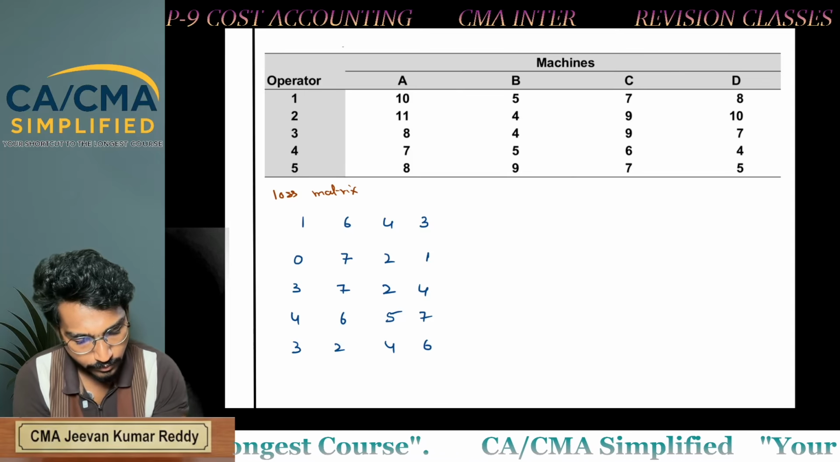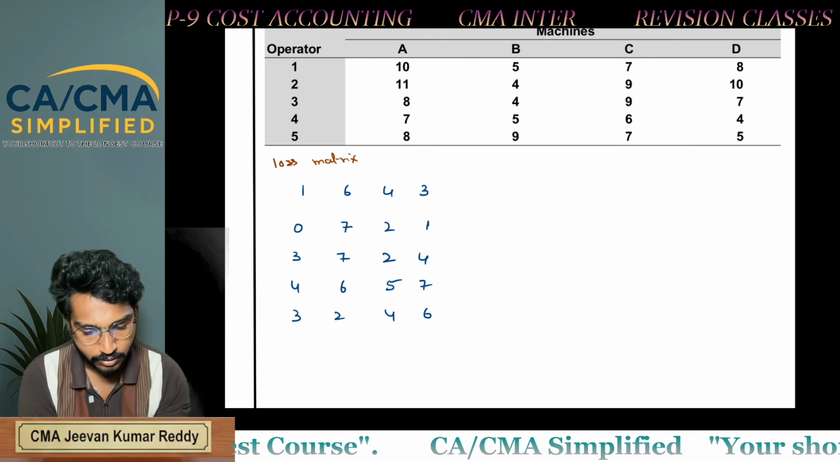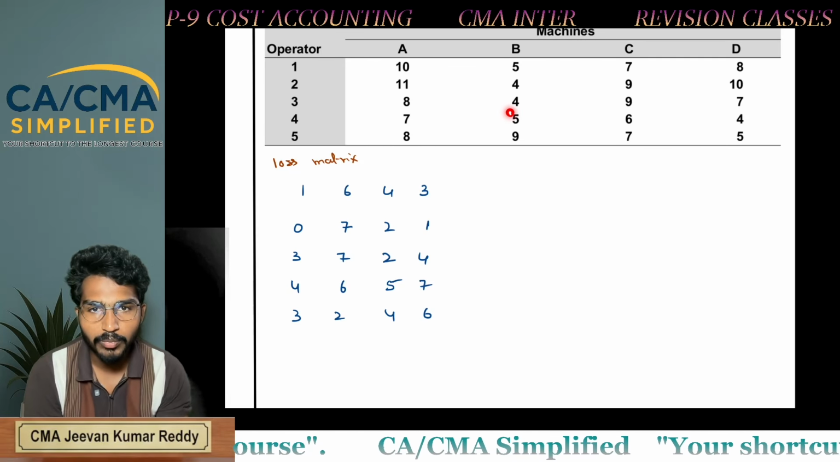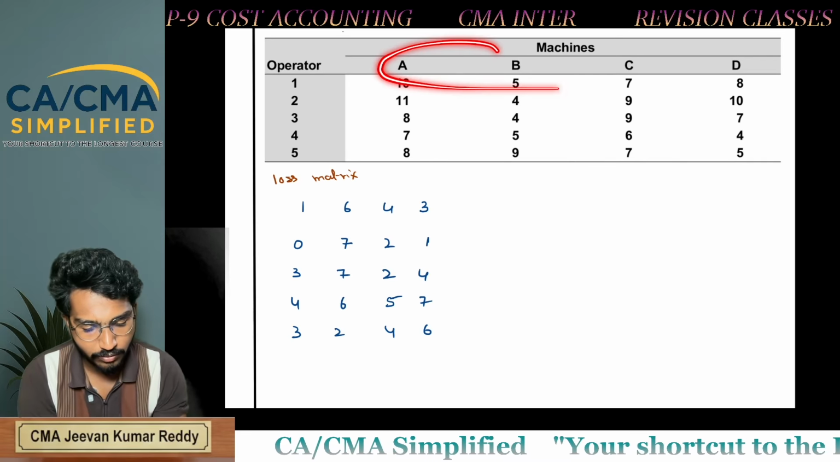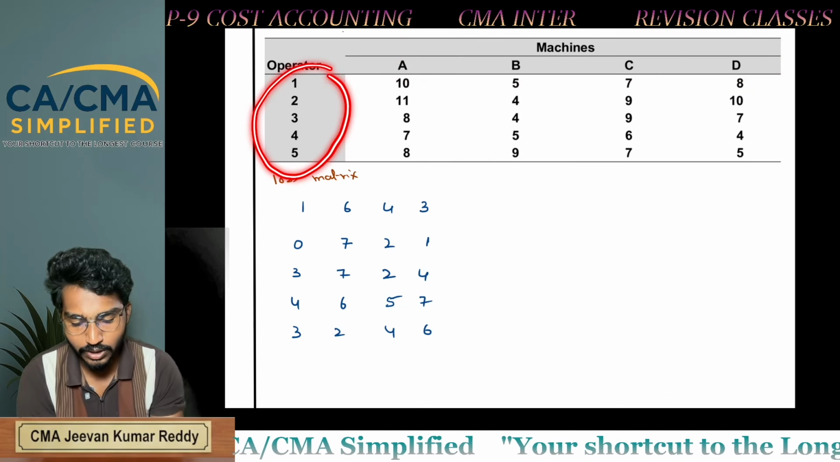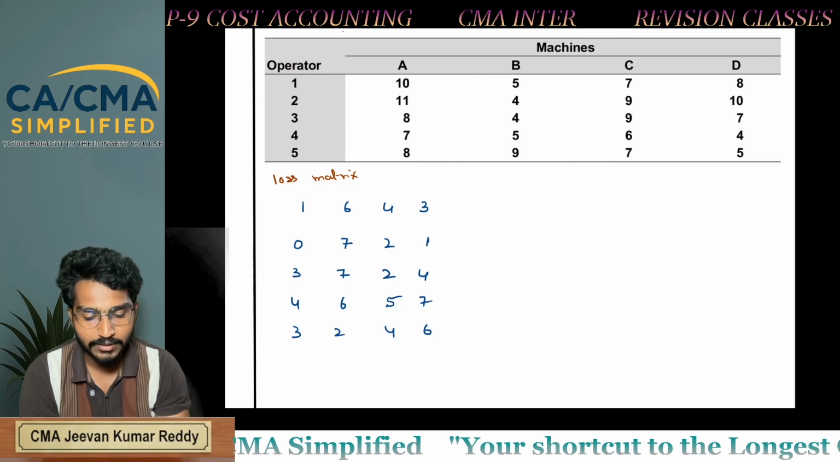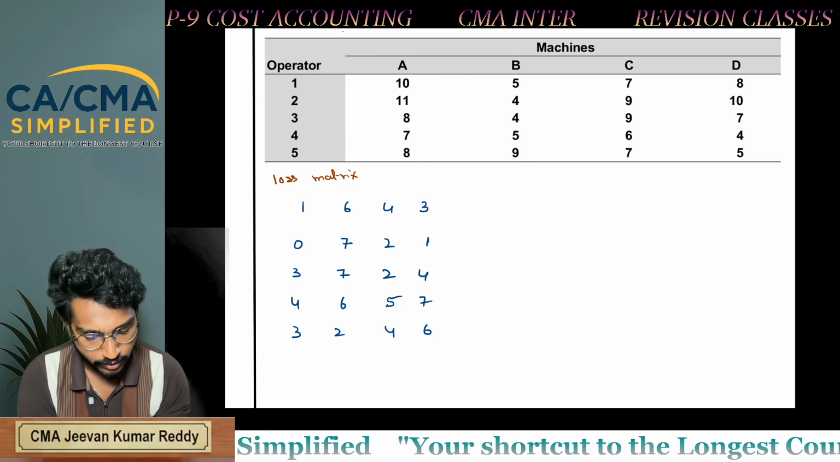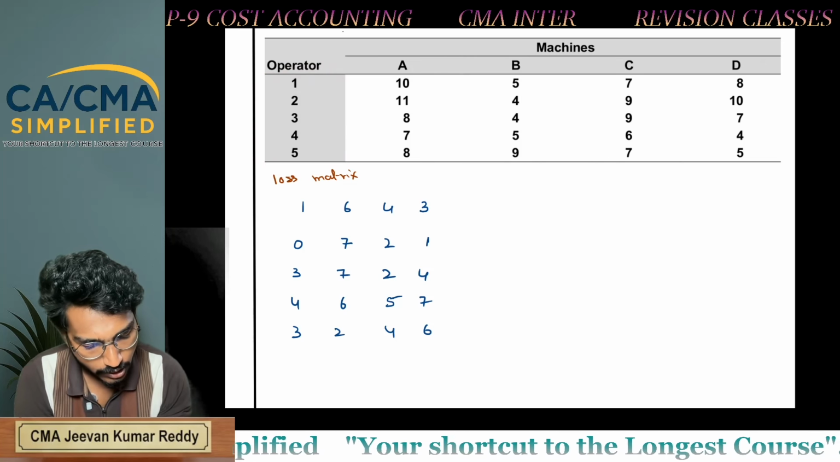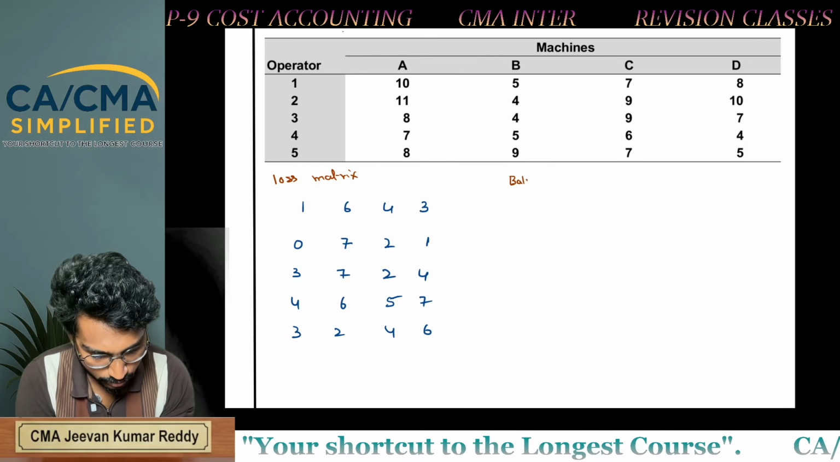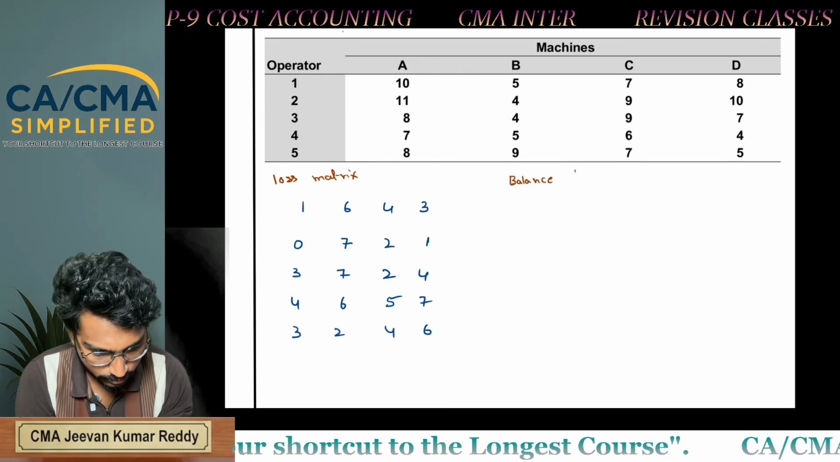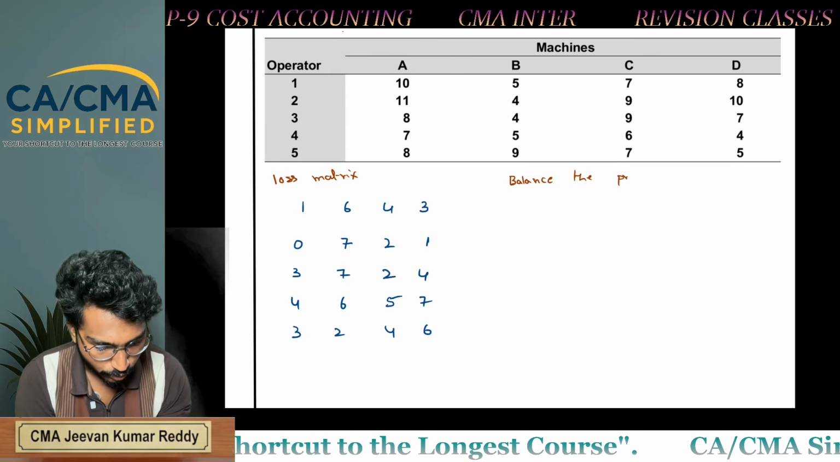Next, if the problem is unbalanced, we need to balance it. Here the number of columns is 4 and the number of rows is 5. We need to balance the problem, so add one dummy column.